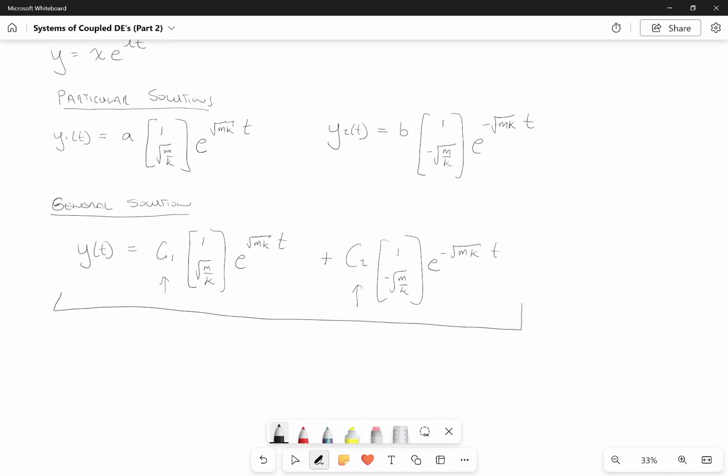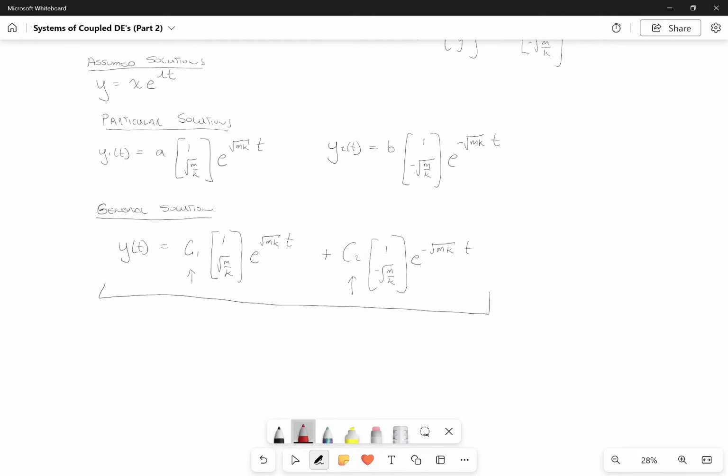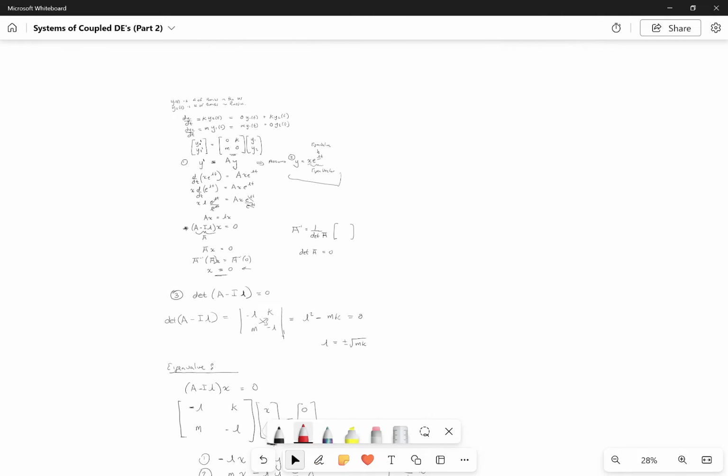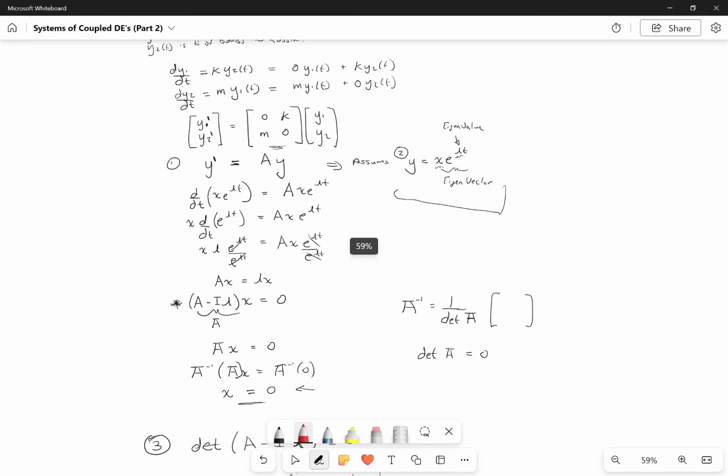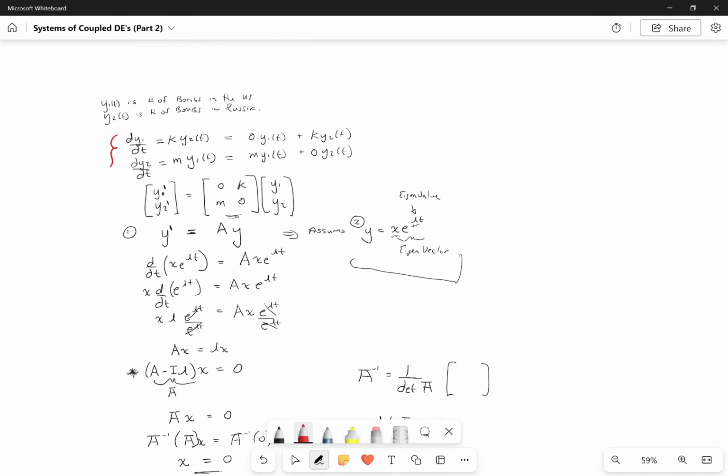But anyway, the main point here, I'm going to summarize. Let's look in red. What did we have? Well, we started off with a system of coupled differential equations. Why are they coupled? Because the rate of change of y1 with respect to time depends on the amount in the other country, so y1 depends on y2, and the rate of change of y2 depends on y1. So we've got the system of coupled differential equations.